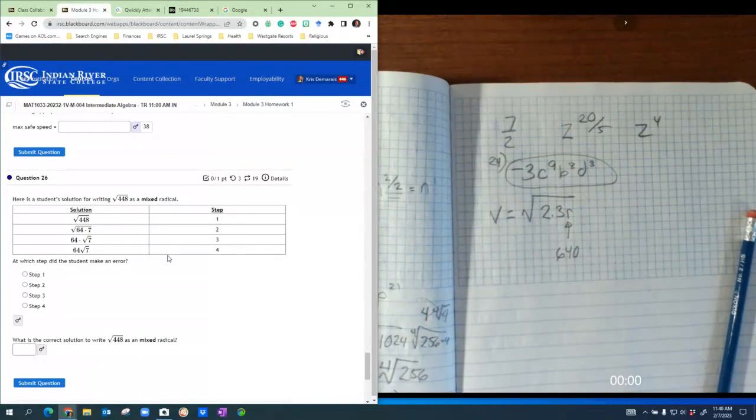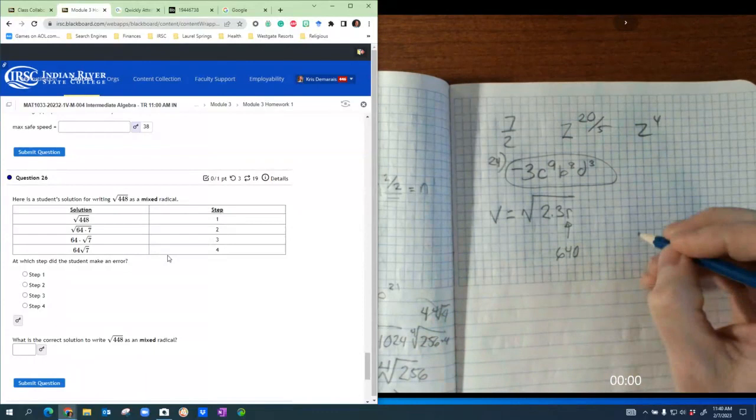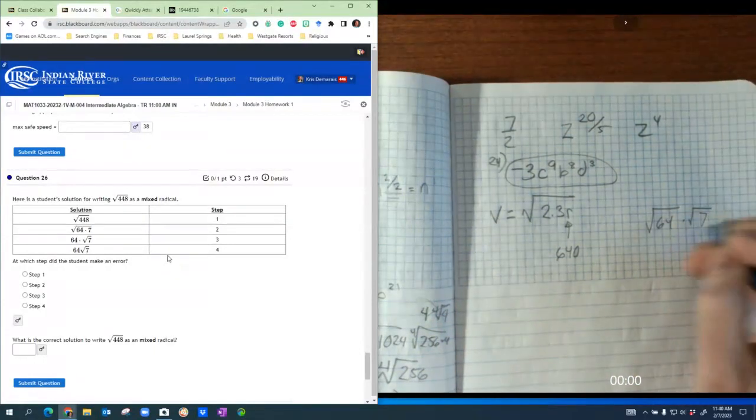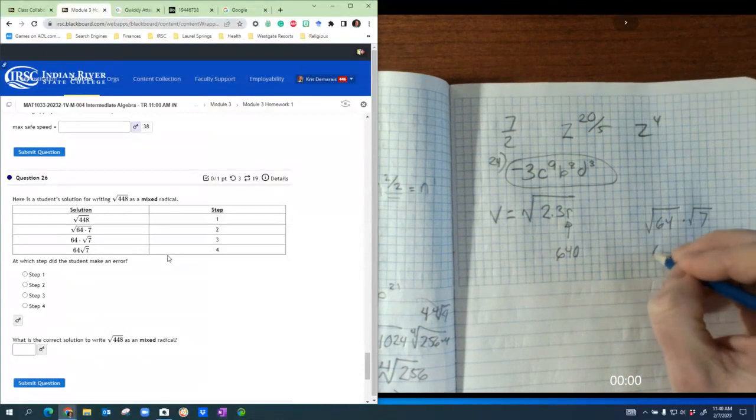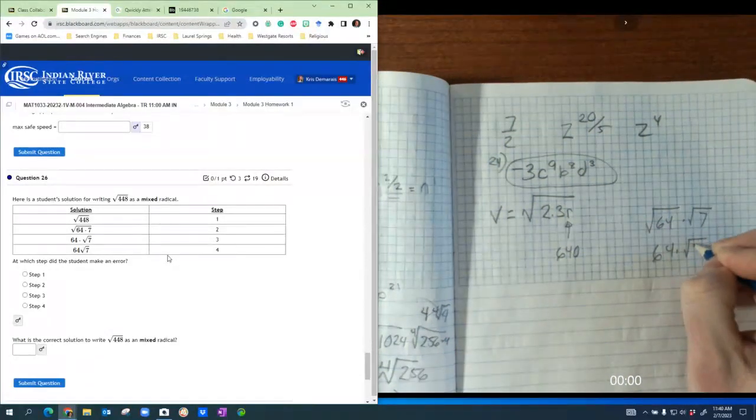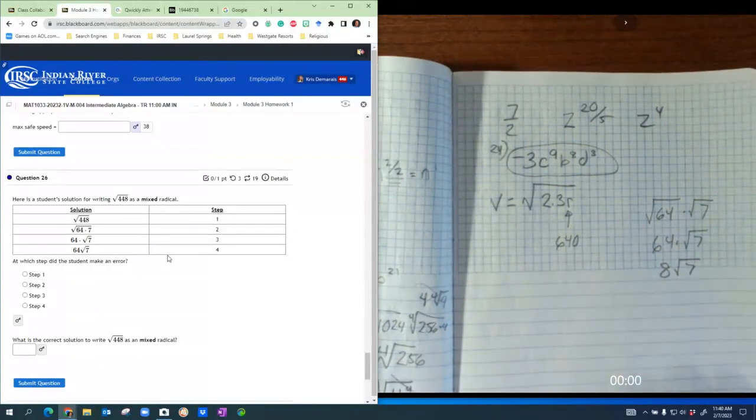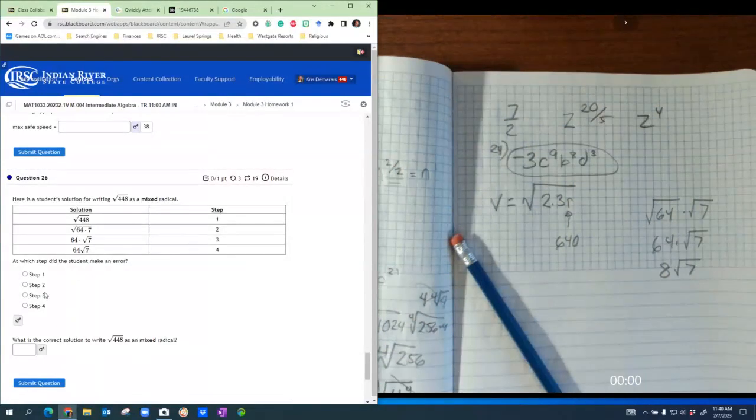It's 8, right? So we have an issue. Once you get a perfect square broken away, it doesn't mean you just make the radical disappear and make it look like this. So the student failed to take the square root of 64, which is 8. So there's the issue. On step 3, they messed up. Okay.